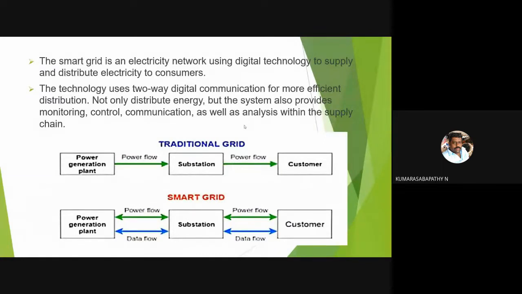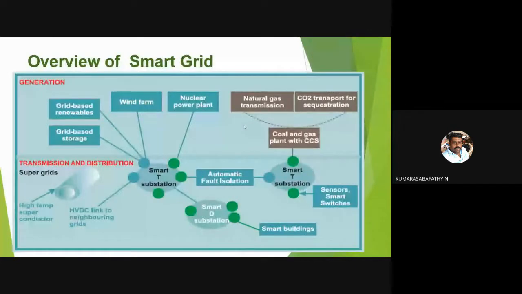And the main difference between the conventional grid and the smart grid is this: from a power generating station, the power will be sent to a substation by using the transmission line, and by using the distribution line, again the power will be sent to consumers. Whereas in case of the smart grid, there will be a two-way communication between the power generating plant and the substation, as well as from a substation to a consumer. So this is an overview of a smart grid.